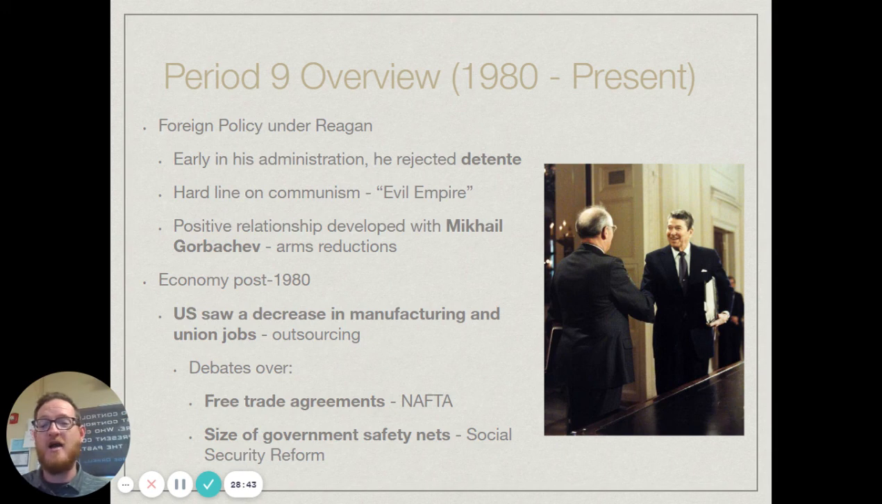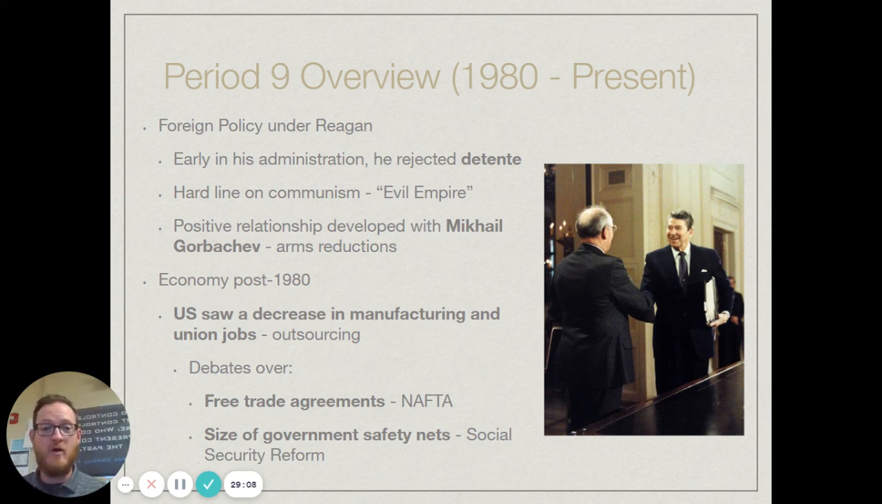So, foreign policy under Reagan, and I think probably this is Reagan's greatest policy, he would reject the whole idea of détente and take what was known as a hard line on communism. He pointed out the Soviet Union and said, look, this is an evil empire. Even though he called them an evil empire, he did work with them and had positive relationships with Mikhail Gorbachev, such as in getting arms reductions and that sort of thing. But Reagan, again, was very vocal in standing up to the Soviet Union.